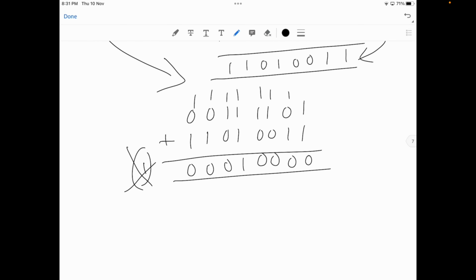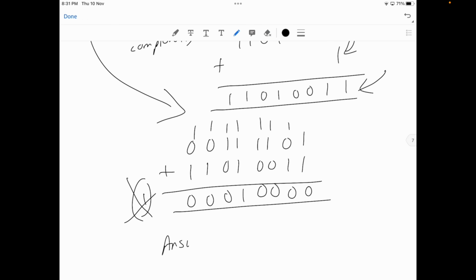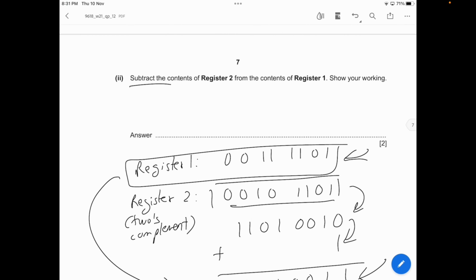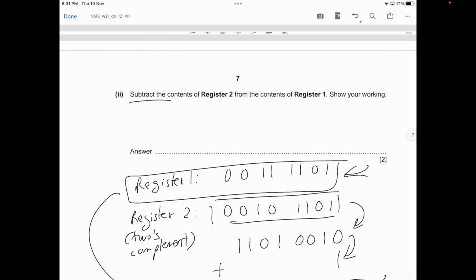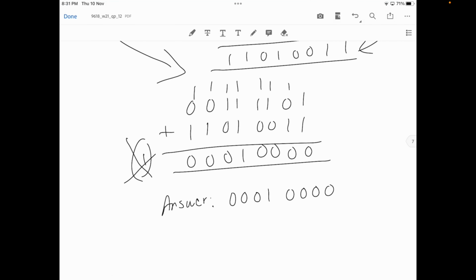Your final answer in this case is going to become 0 0 0 1 0 0 0 0. This is your final answer for this question on subtracting the contents stored in register 2 from the contents of register 1. Okay, 0 0 0 1 0 0 0 0. All right.